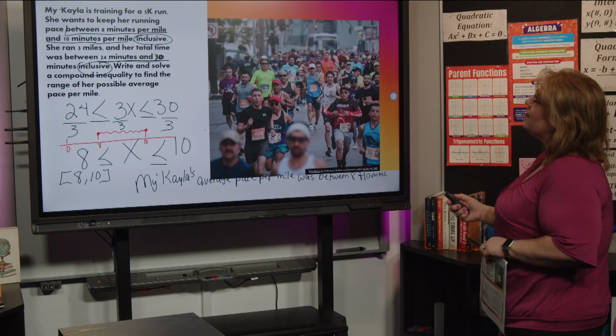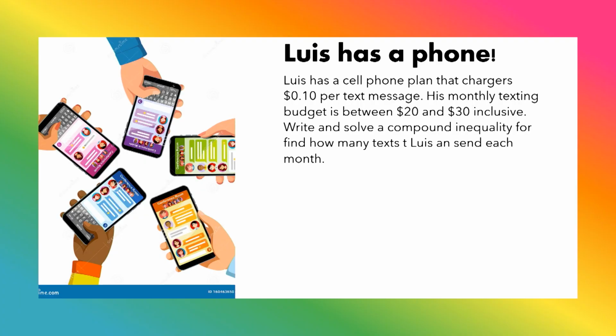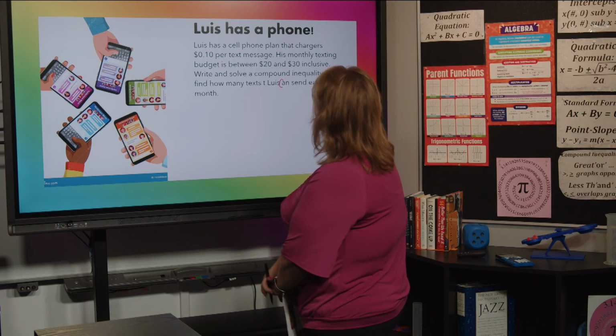All right, so let's see what else we got. Lewis has a cell phone plan that charges 10 cents per text message. His monthly texting budget is between $20 and $30 inclusive. Write and solve a compound inequality for finding how many texts, which we'll use T, Lewis can send a month.